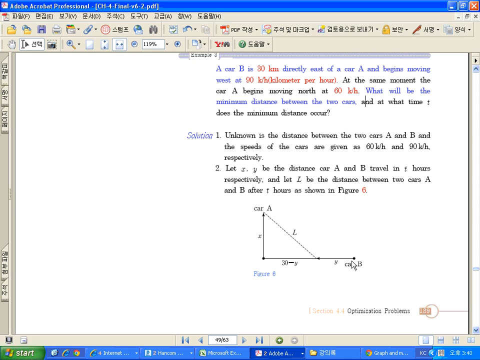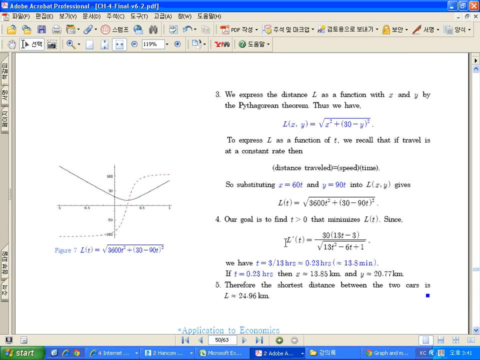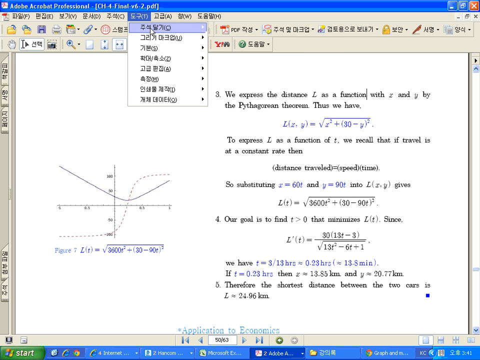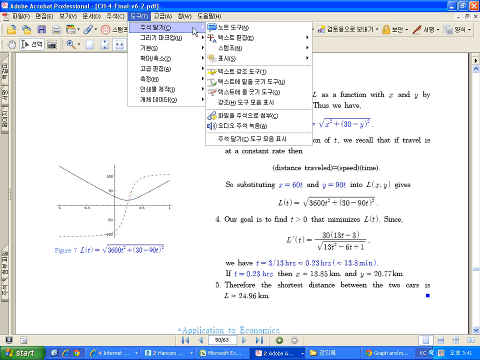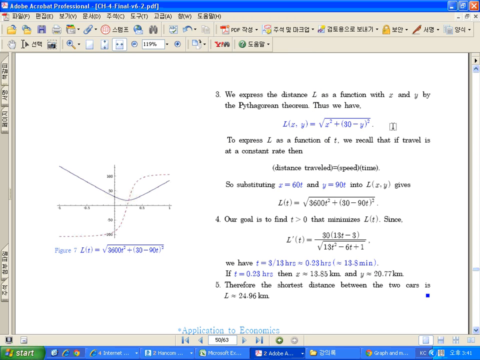The distance traveled by car B is y, and the distance traveled by car A is x. So we can draw the graph. Then with this x and 30 minus y, we can use the Pythagorean theorem to find the distance L. So we can easily build up an equation for the distance between the two cars with the Pythagorean theorem. Isn't it? Okay, we have the formula like this.